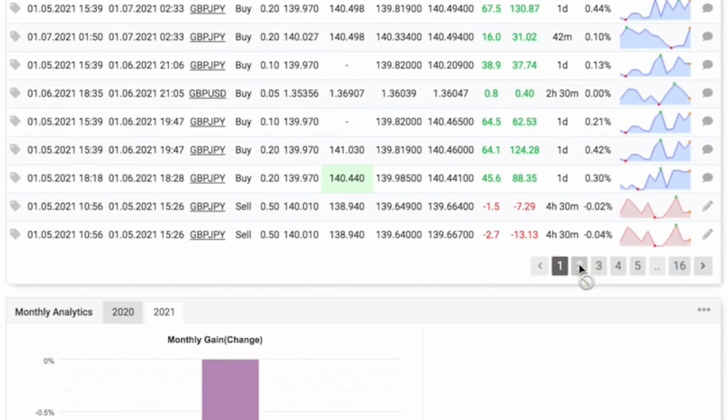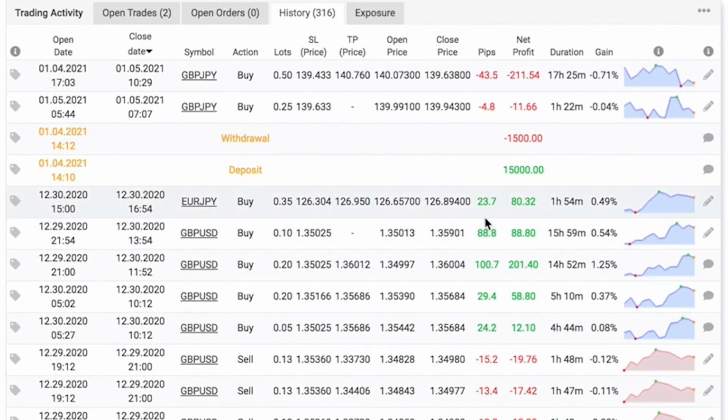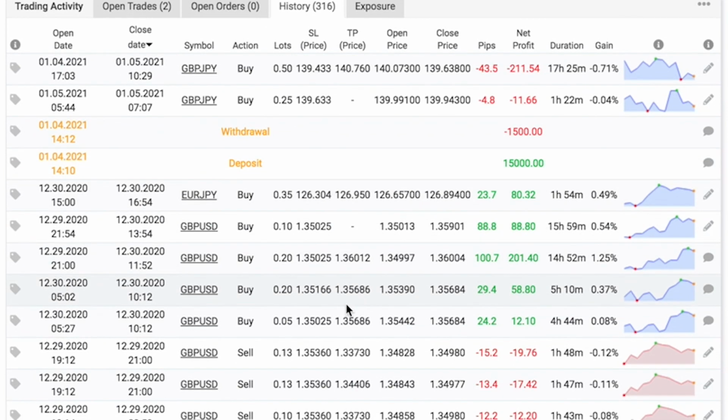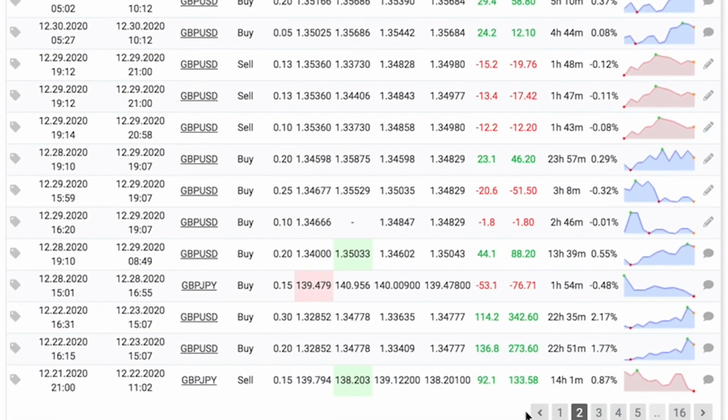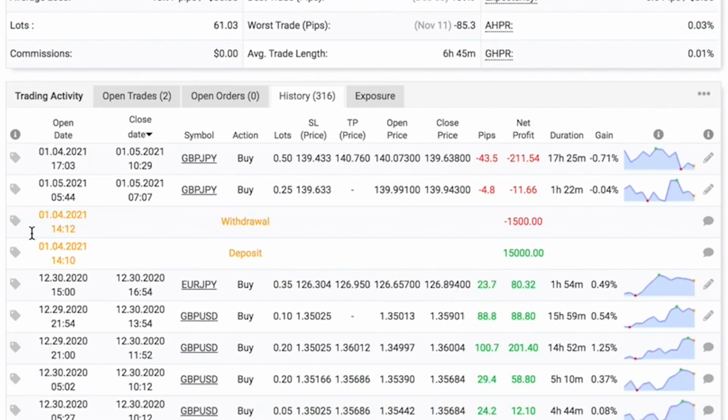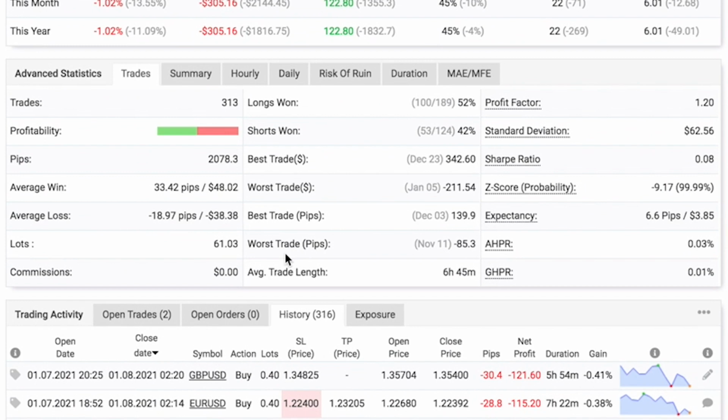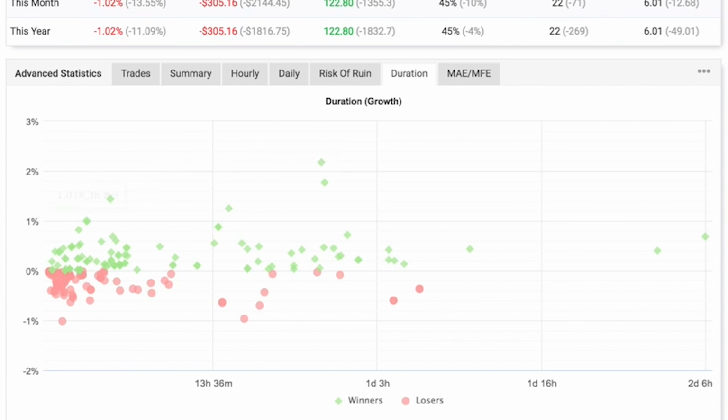Let's go back to the first page. No, because he's trading at the moment, of course. So here, on the 4th of January, when he hit his target, and now, of course, he's managing a $30,000 account with us. Okay, an average trade length of 6 hours and 45 minutes, so short term.